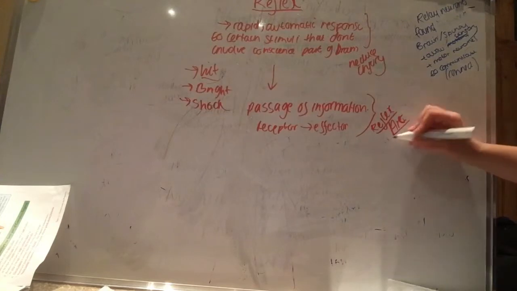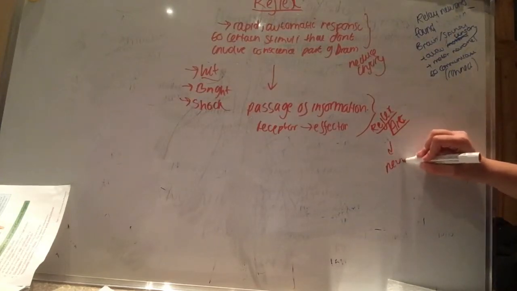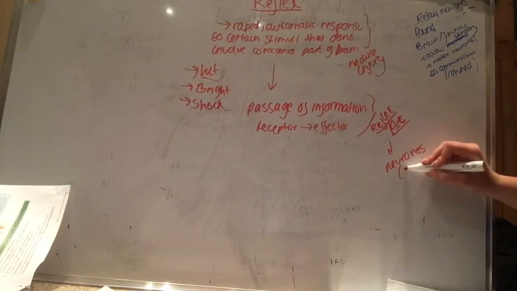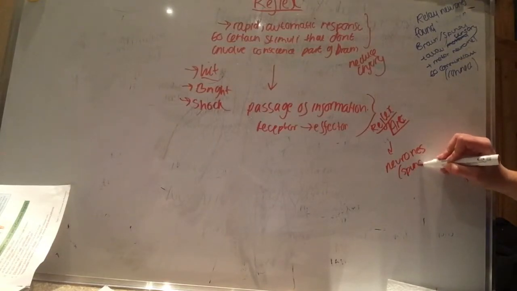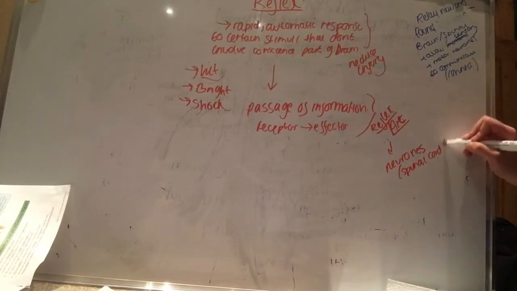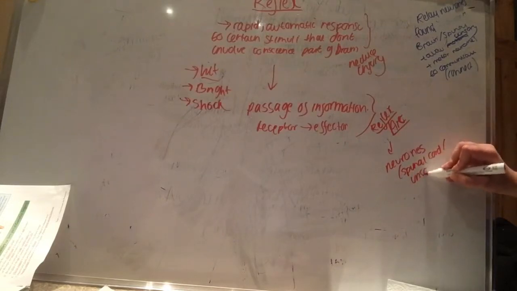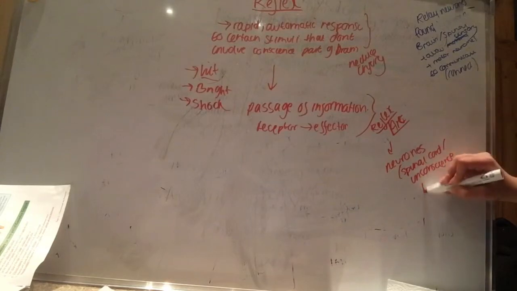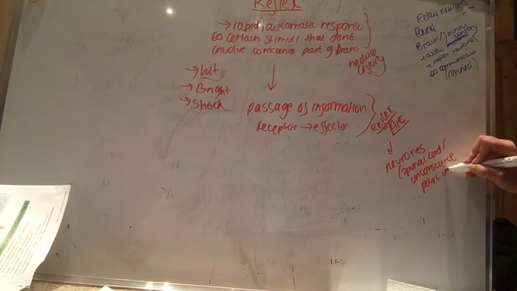So the neurons go through the CNS, so the spinal cord, or unconscious part of your brain. That's why you don't think about doing it.